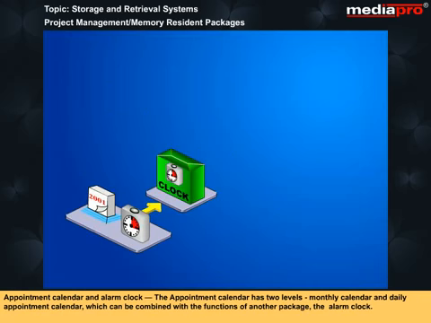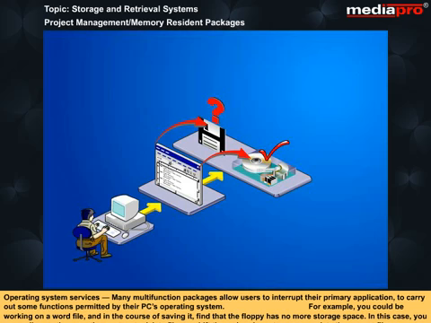Appointment calendar and alarm clock. The appointment calendar has two levels, monthly calendar and daily appointment calendar, which can be combined with the functions of another package, the alarm clock. Operating system services. Many multifunction packages allow users to interrupt their primary application to carry out some functions permitted by their PC's operating system. For example, you could be working on a Word file and in the course of saving it, find that the floppy has no more storage space. In this case, you may call upon the operating system to delete files or shift them elsewhere to accommodate the current file.